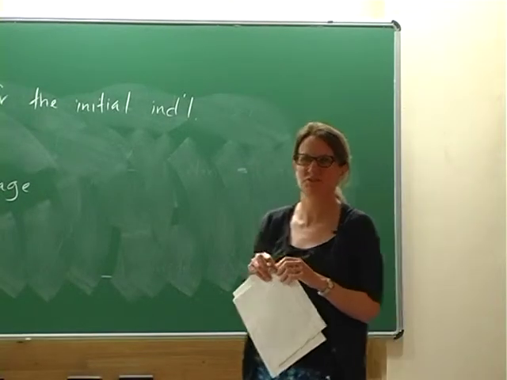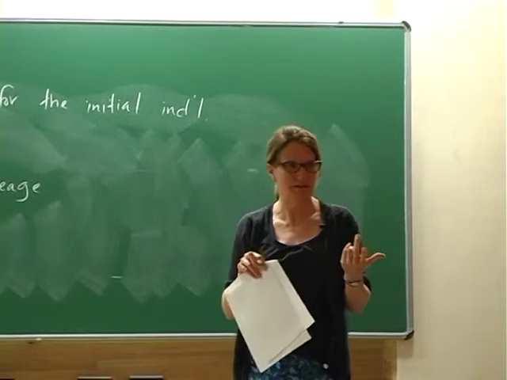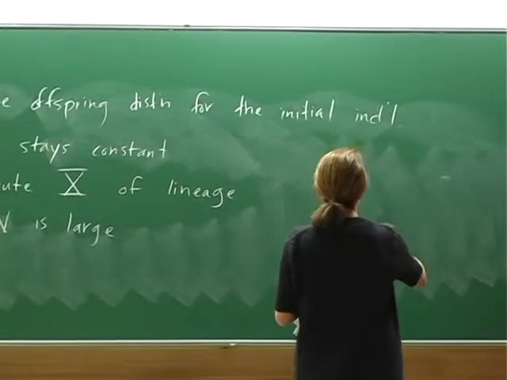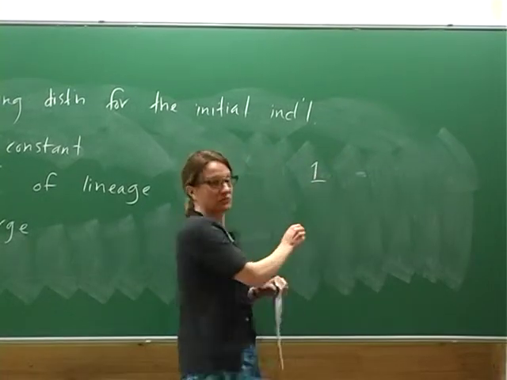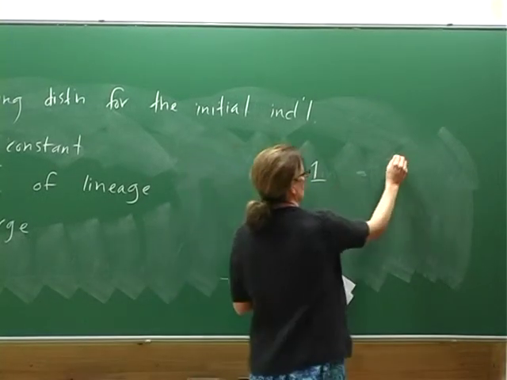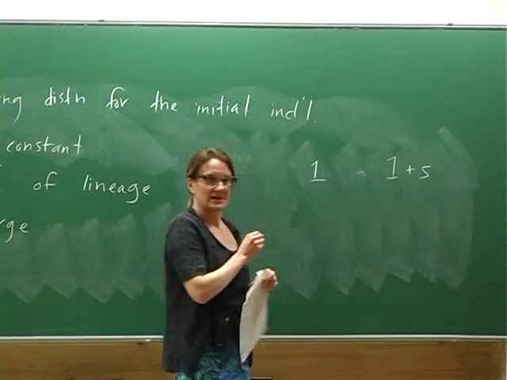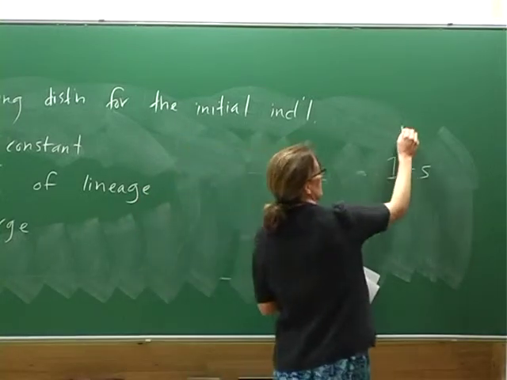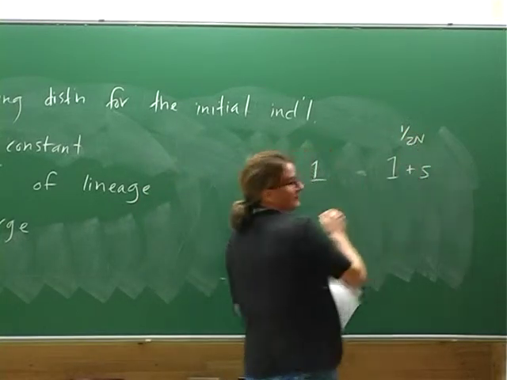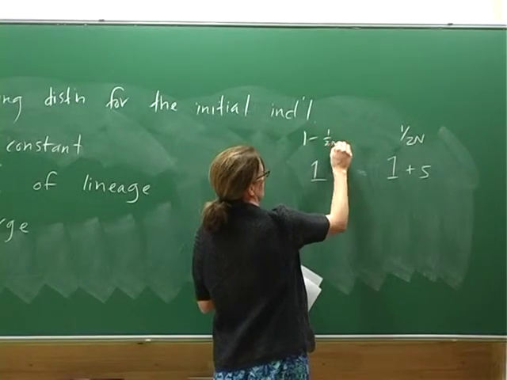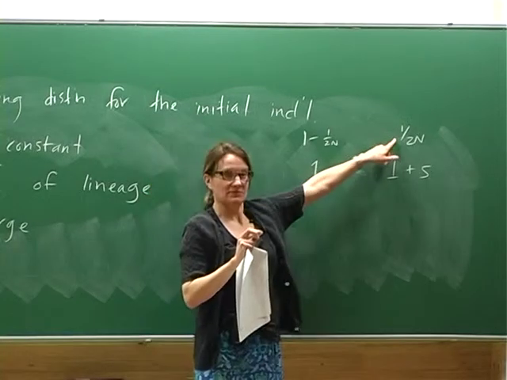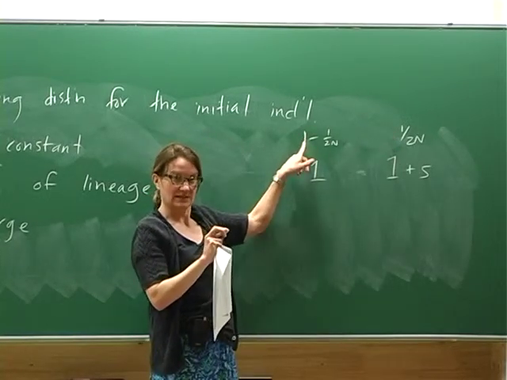Okay, so the question was, can I clarify again why frequency dependence would make a difference? Suppose the mean of the offspring distribution for the wild type is 1, and for the mutant is 1 plus s. And this is when there's 1 over 2N of the mutant and 1 minus that of the wild type. So that's the frequency of the mutant, and that's the frequency of the wild type.